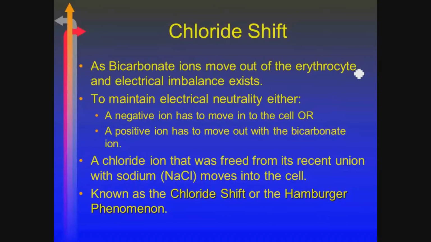So bicarb is produced through the process of hydrolysis in the erythrocyte. It moves out of the erythrocyte back into the plasma. Well, hold on, Charlie. I've got a negative ion moving from point A to point B. I could now have an electrical imbalance there. Well, what ends up happening is chloride moves back in. There's an exchange of bicarbonate for chloride within the erythrocyte.